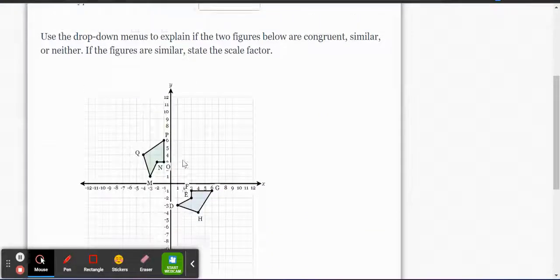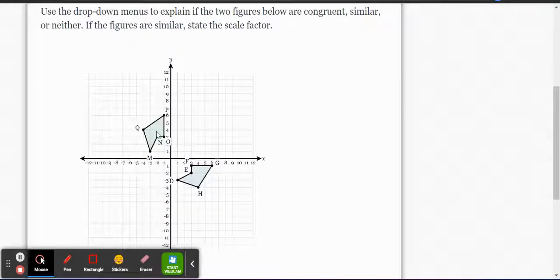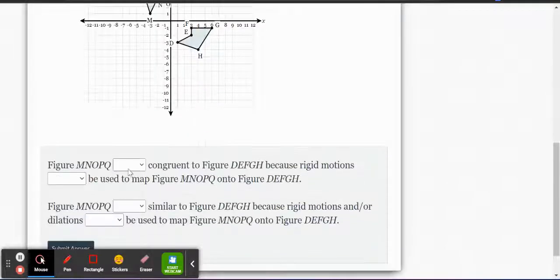It looks like it's being transformed. Okay, this one is being transformed to here, and it looks like the size is preserved. So that means it's the same size and the shape is preserved. All these angles look the same. It looks pretty much like it was either rotated or reflected, only rigid motions were being done. So this one is congruent, and rigid motions can be used to map from here to here.